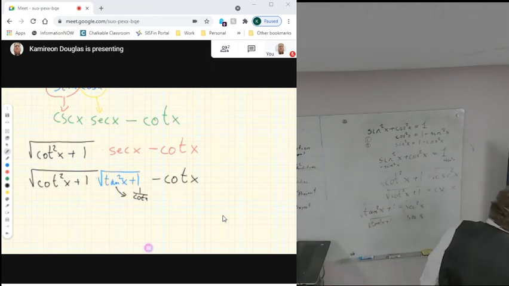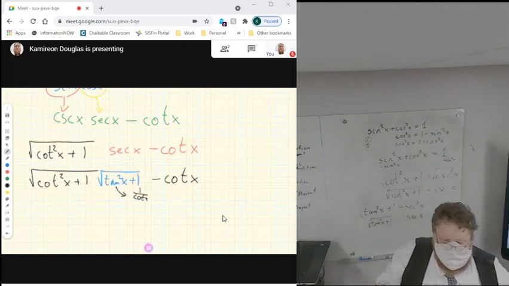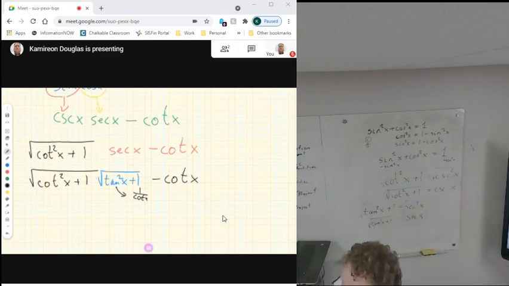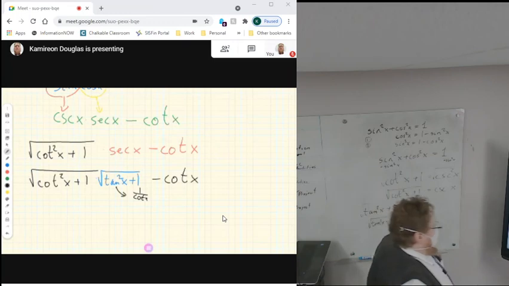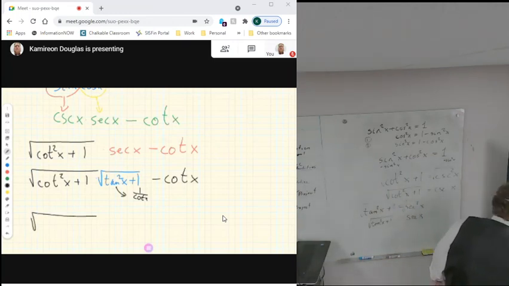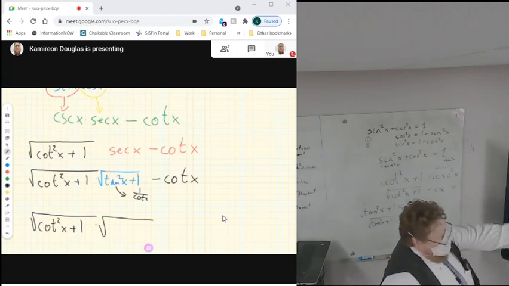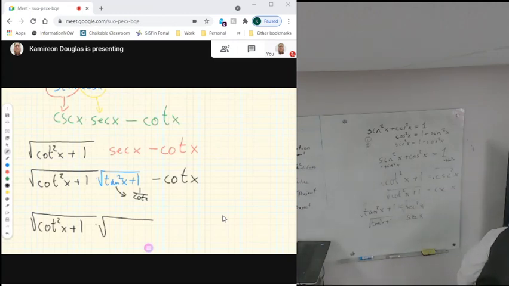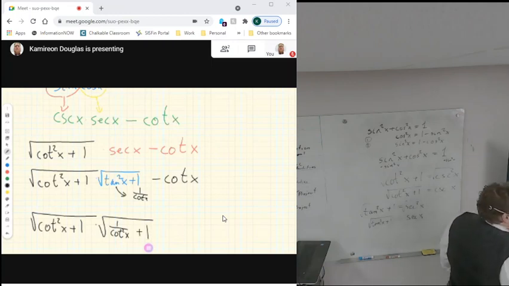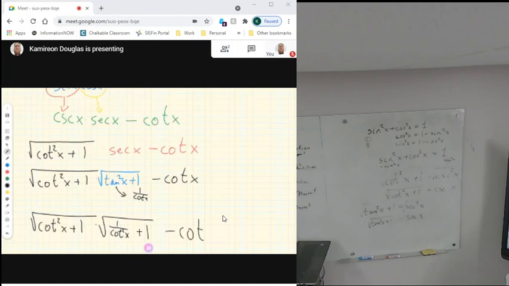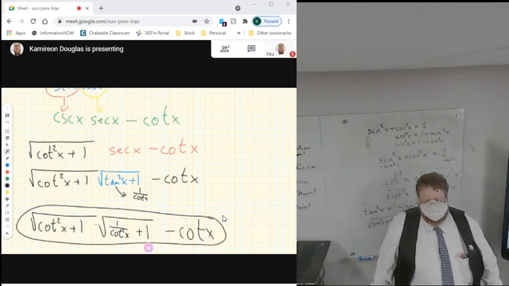My final solution. It looks nasty, but notice it does exactly what it's supposed to do. I took everything in this problem and rewrote it in terms of just cotangent. Here we go. The first piece, big square root, cotangent squared of x plus 1. The second piece, times. Okay, instead of tangent, I write 1 over cotangent, as Devin said. So if it's tangent squared, it's 1 over cotangent squared plus 1. And then finally, minus cotangent. Everything has just cotangents in it. That is the solution.